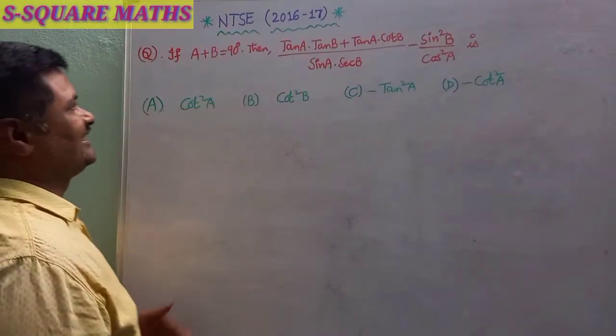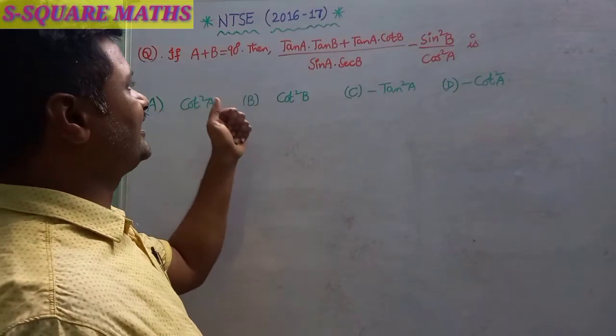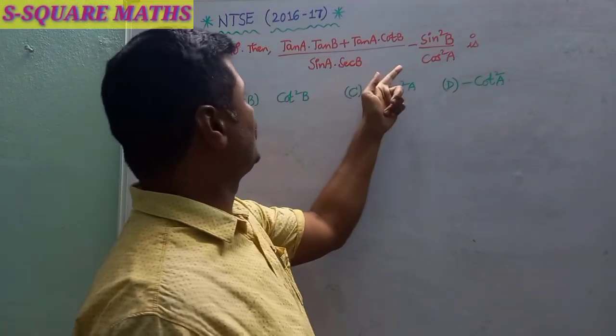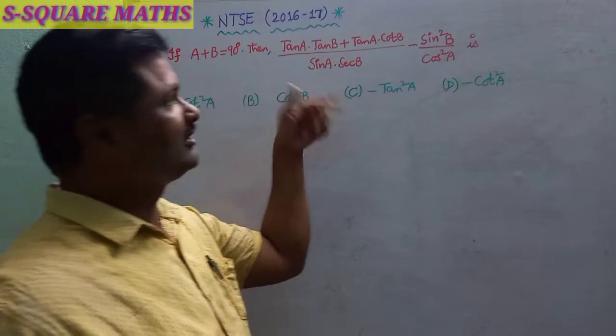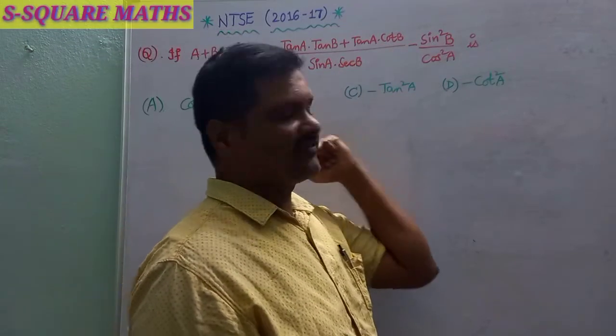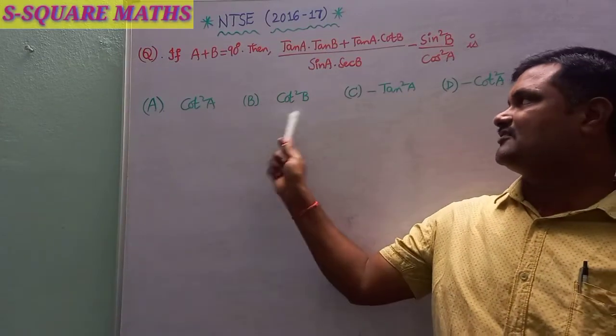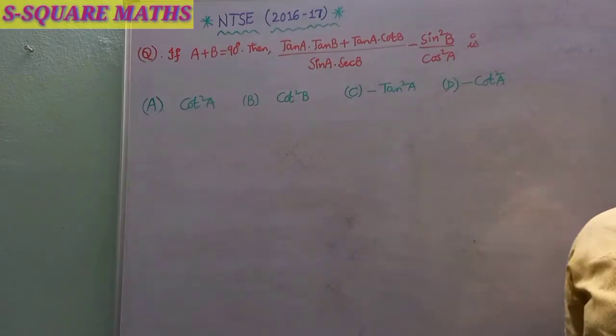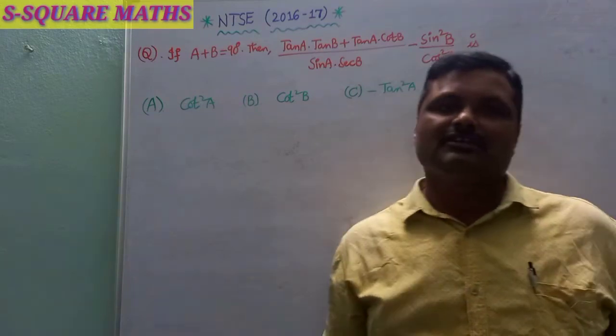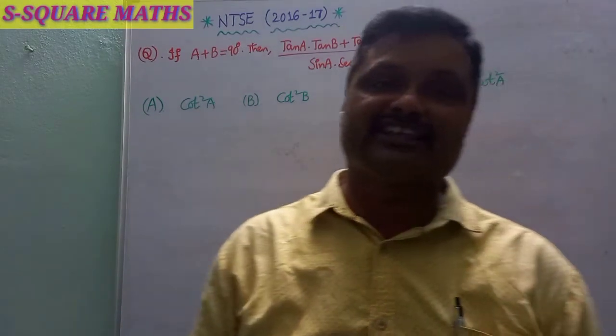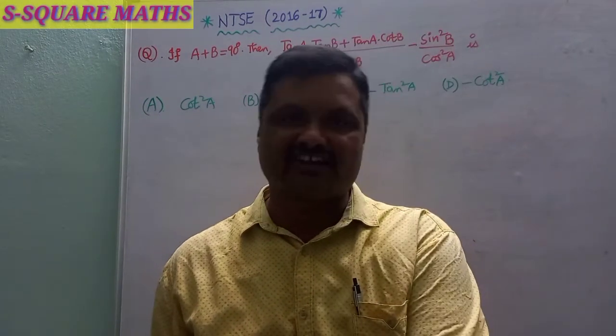If A plus B is 90 degrees, then find the value of tan A into tan B plus tan A into cot B by sin A into sec B, minus sin square A by cos square A. The options are given: cos square A, cos square B, minus tan square A, minus cot square A. So by looking over the expression, don't be afraid of it.